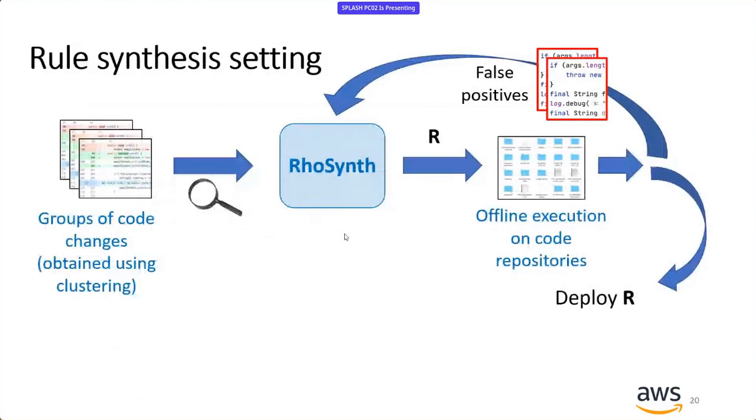So this is our experimental setting. We synthesize rules from groups of code changes. These code changes are mined from GitHub Code Corpus. They are grouped together using an in-house developed clustering algorithm. The output of the clustering algorithm is subject to various automated and manual checks. Automated checks make sure that the clusters have high quality.